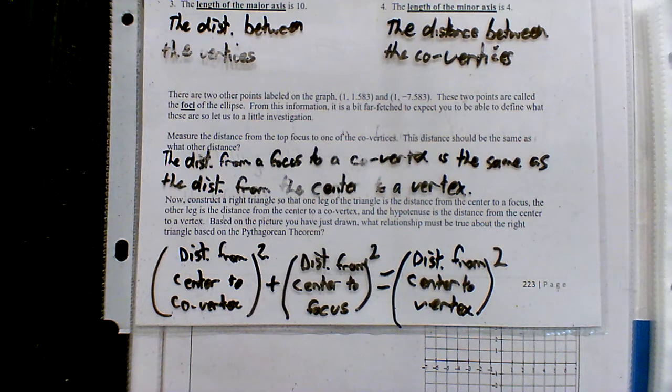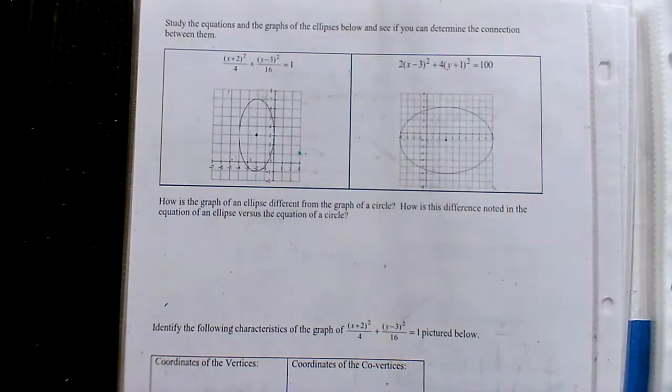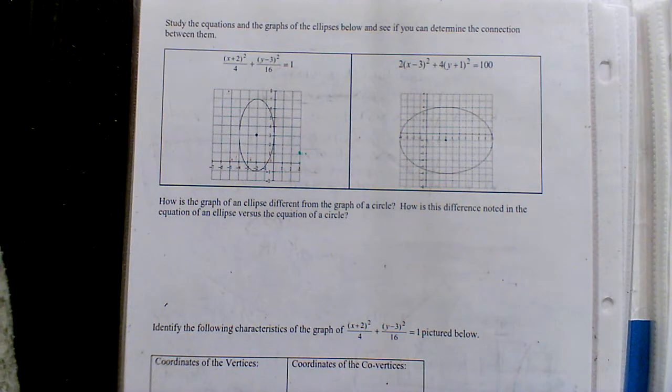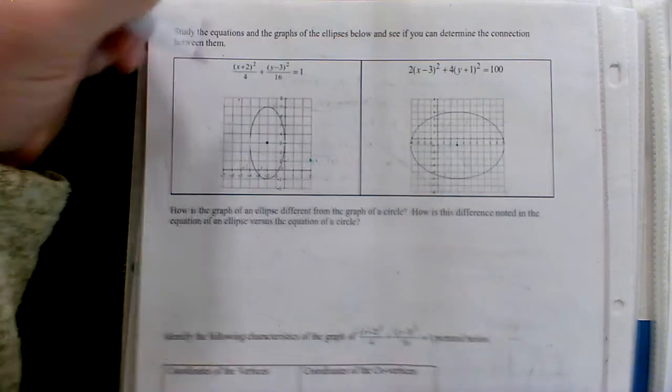Okay to move on? Alright, so let's actually get a look at an equation of an ellipse and how to understand the equation. So kind of like what we did with the circle, we're going to explore it and try to figure out what means what in this equation. So study the equations and the graphs of the ellipses below, and see if you can determine the connection between them. So go ahead and look at the first one.